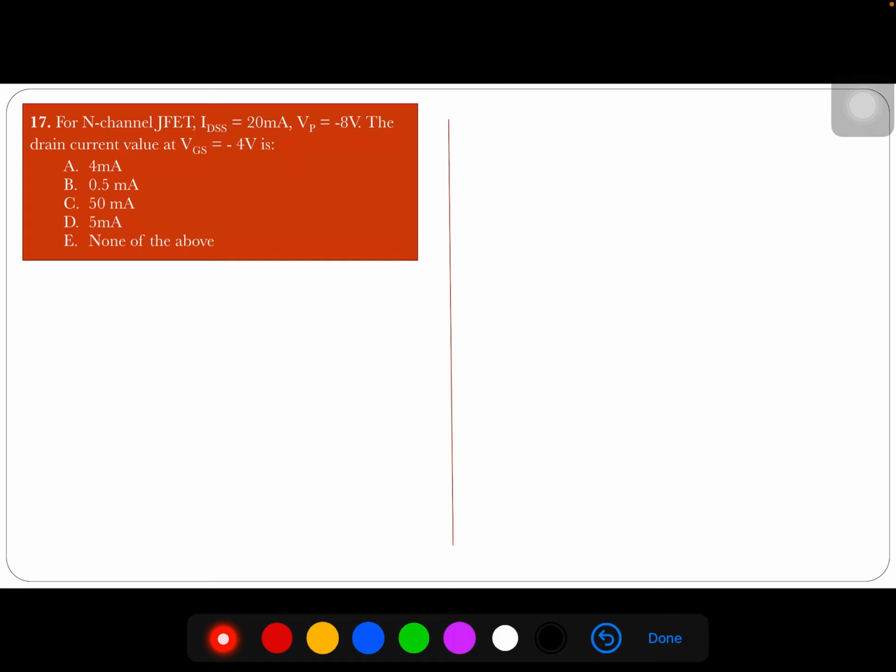Next question. For an N-channel JFET, IDSS is given, and VP, the pinch-off voltage, is given. The drain current value has been asked and the VGS value has been given. For a JFET, always remember that there is only one equation followed for the drain current, and that is ID equals IDSS times (1 minus VGS upon VP) whole square. IDSS into 1 minus VGS upon VP whole square. So you just have to put down the values as given in the question.